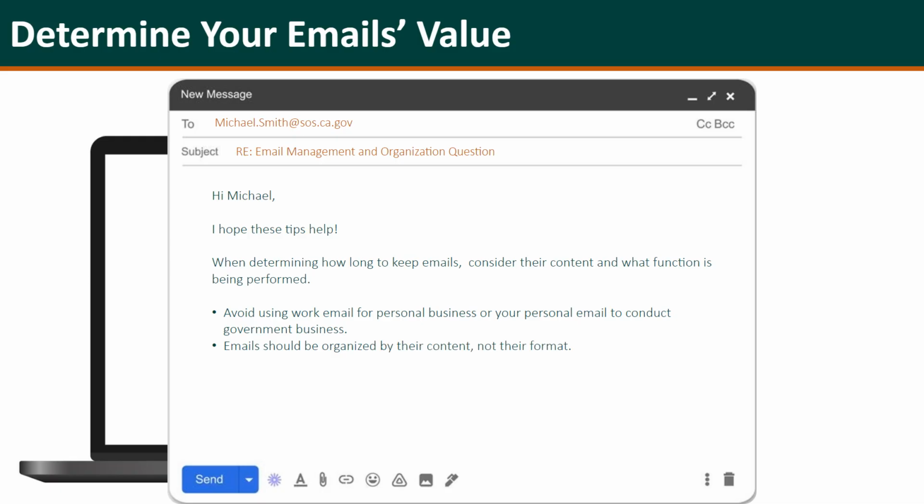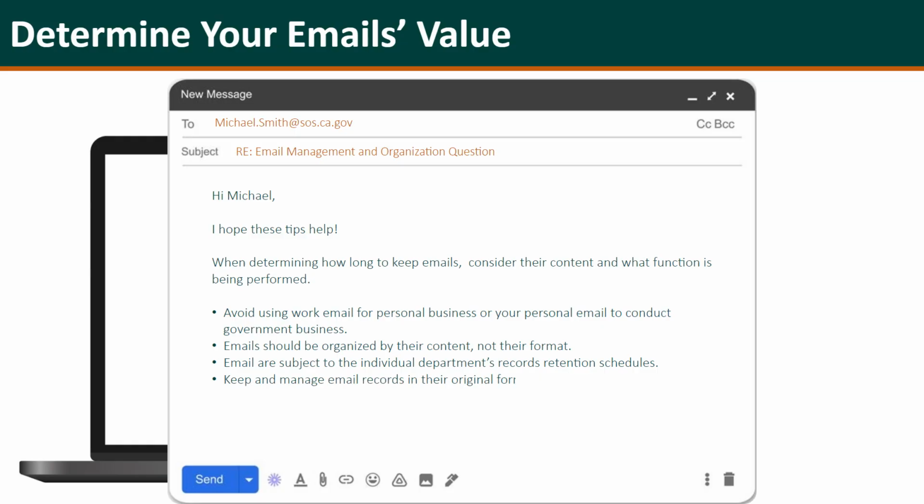Emails should be organized by their content, not their format. In other words, don't keep all emails in a single folder just because they're all emails. They should be kept with other records that support the same action or agency function. Examples of functions performed via email might include project management, financial transactions, staff supervision, or general office administration. Emails are subject to the individual department's records retention schedules and must be retained for the appropriate period of time based on the corresponding record series.